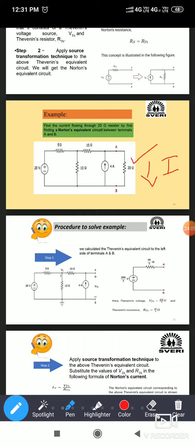But what is the condition here? Use the Norton's theorem or find out the Norton's equivalent circuit. Now here by using two different methods you can solve this problem. So first of all, before solving, carefully observe the circuit diagram. What you have to observe? Which type it is? Method 1 or method 2?